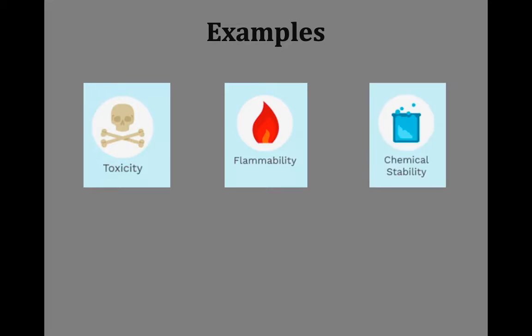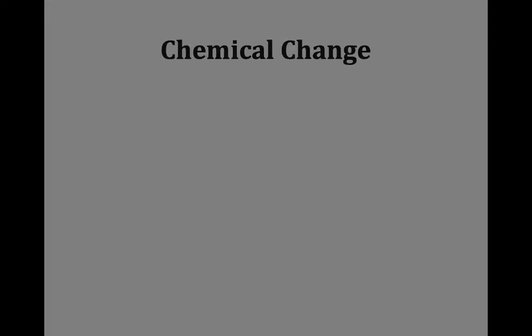Lastly, we've got chemical stability, which just refers to how stable or how reactive a substance is. Again, we're referring to how this particular substance is interacting with other chemicals around it. Now that was pretty short, but that's all you need to know for chemical properties. We're going to spend most of our time talking about chemical changes, which is our next main topic here.